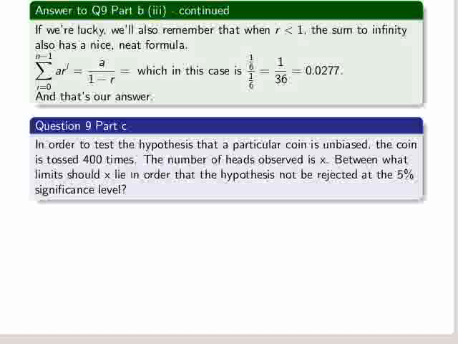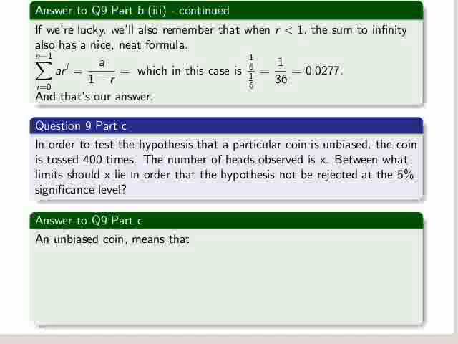In order to test the hypothesis that a particular coin is unbiased, the coin is tossed 400 times. The number of heads observed is x. Between what limits should x lie in order that the hypothesis not be rejected at the 5% significance level?